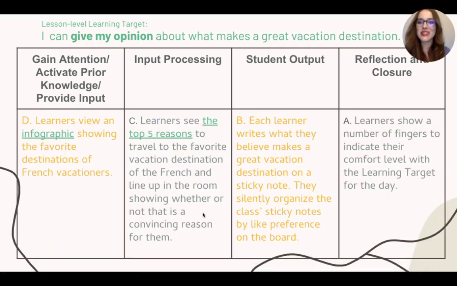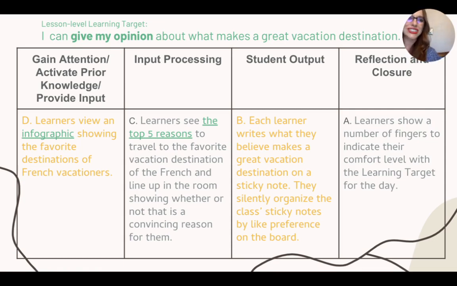Welcome back. Here's what I chose. I first gave students some input of an interesting organizer telling them the favorite destinations of French vacationers. So hopefully that gained their attention. It definitely gave them some input in a very comprehensible way. Then I wanted them to do some processing with it. So we learned from that infographic that Spain is where French travelers love to go abroad, number one. So I have a simple, comprehensible article on the top 5 reasons to travel to Spain in French.